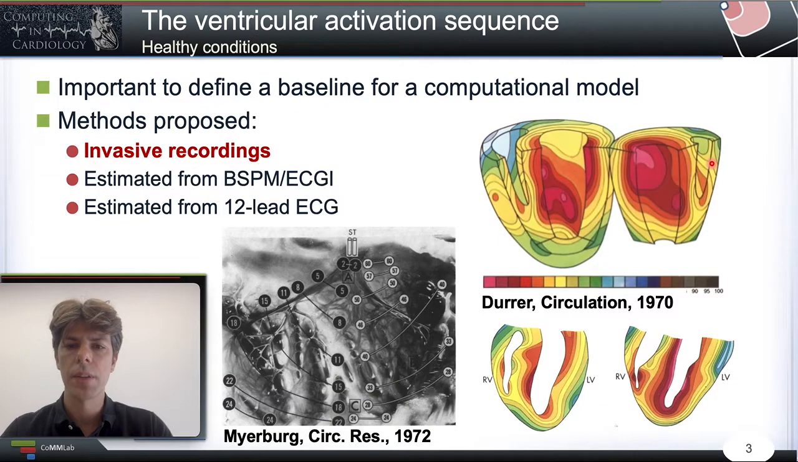The information about the activation sequence of the heart has been mapped for years. In the early 70s, there is the seminal work of Durrer in Circulation that showed, using up to 870 needles all over the myocardium, how the activation of the heart was in a human heart. Other works, like the one of Myerburg, also mapped the activation of the Purkinje system together with the activation of some sections of the ventricles. However, this was done ex vivo.